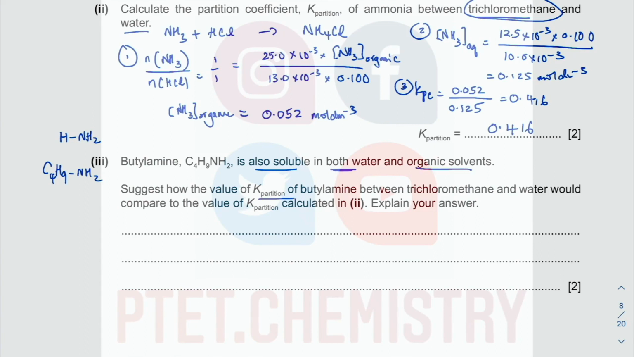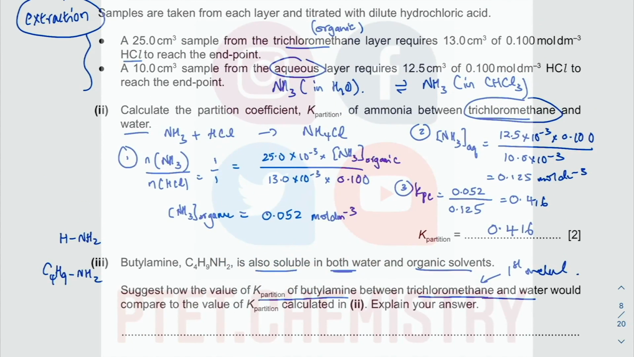How would the partition of butylamine between trichloromethane and water? Again, this is mentioned first. So we are looking at a system such as this, where we will have butylamine in trichloromethane, and it will have butylamine in water on the left hand side. How would that value compare?